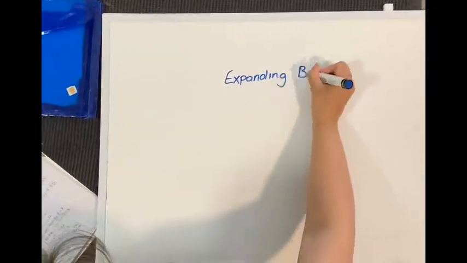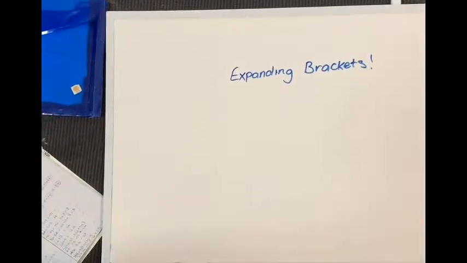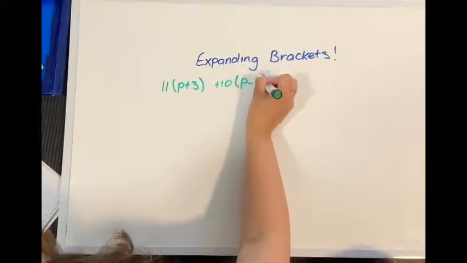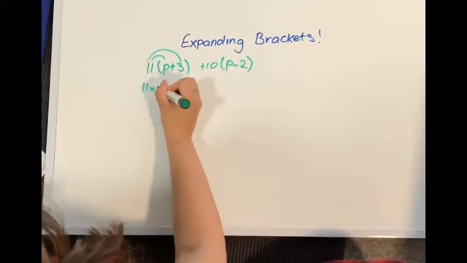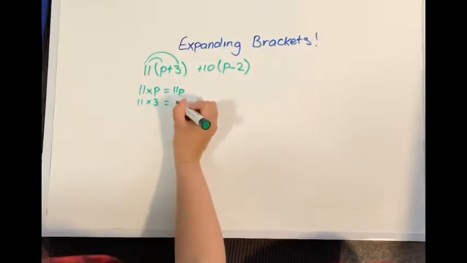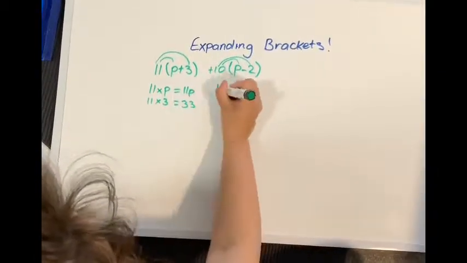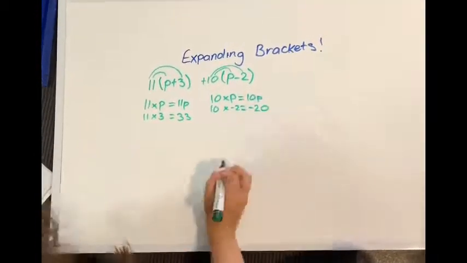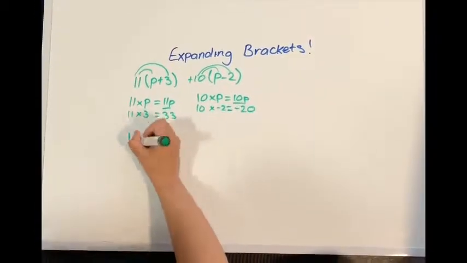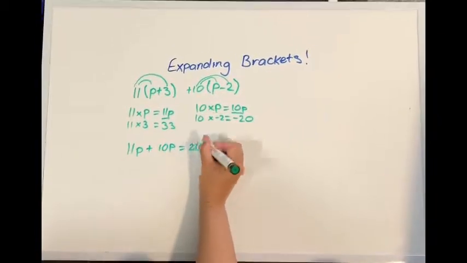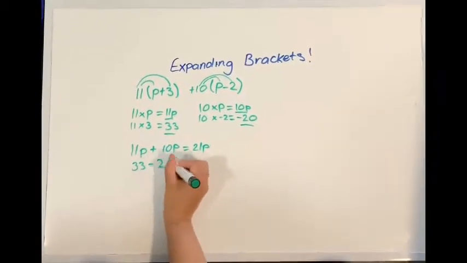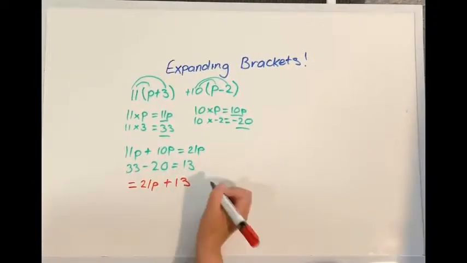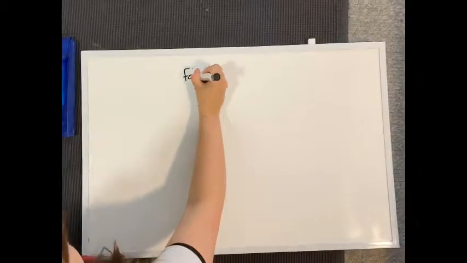Next we have expanding brackets. Simply here, we are just going to multiply the number in front of the bracket with the binomials inside the brackets. So 11 times p will give us 11p, 11 times 3 is 33, 10 times p is 10p, 10 times negative 2 is negative 20. We then add our like terms again, 11p plus 10p is 21p, and 33 take 20 is 13, and there is our answer.